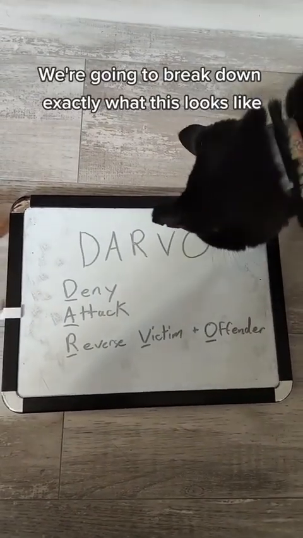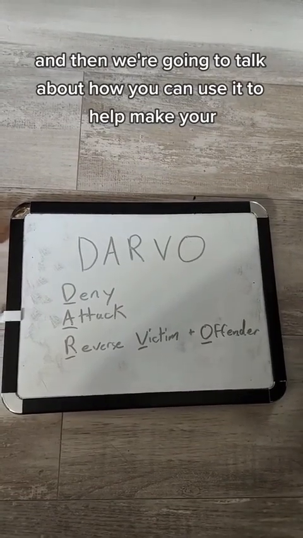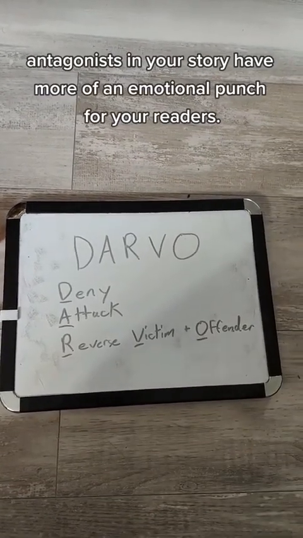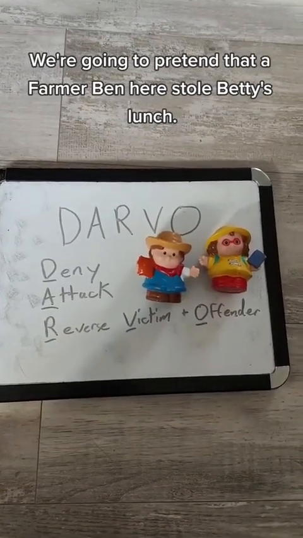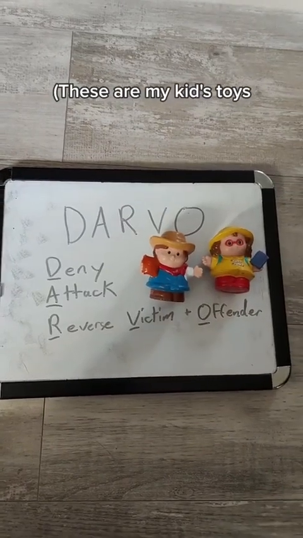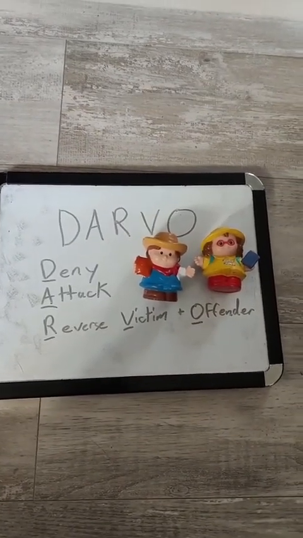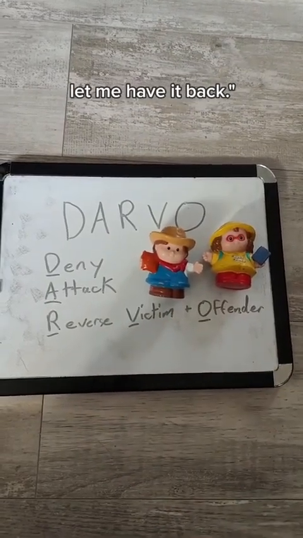We're going to break down exactly what this looks like, and then we're going to talk about how you can use it to help make your antagonists in your story have more of an emotional punch for your readers. All right, we're going to pretend that Farmer Ben here stole Betty's lunch. These are my kids' toys, it's what I have to work with. So Betty approaches Farmer Ben and says, "Hey, you took my lunch, let me have it back."